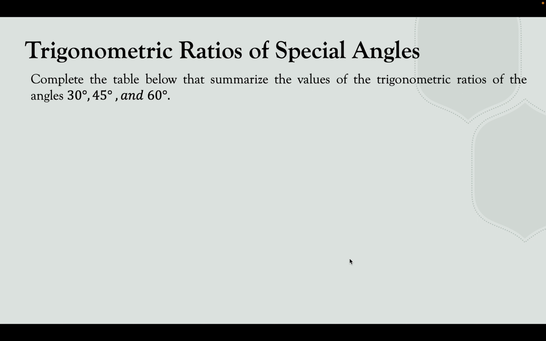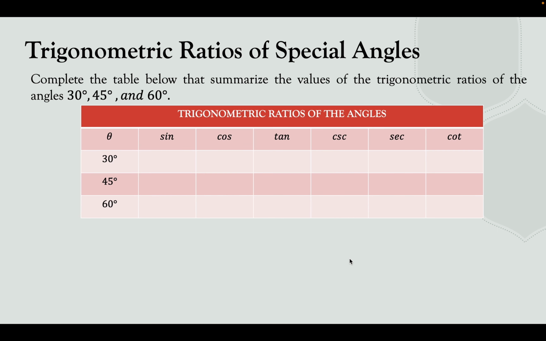How can we practically apply the trigonometric ratios of special angles in the six trigonometric ratios? We have to complete the table below that summarizes the values of the trigonometric ratios of the angles 30 degrees, 45 degrees, and 60 degrees. Later on, we will find the specific values of the given problems by using this table. But first, we need to accomplish this one.